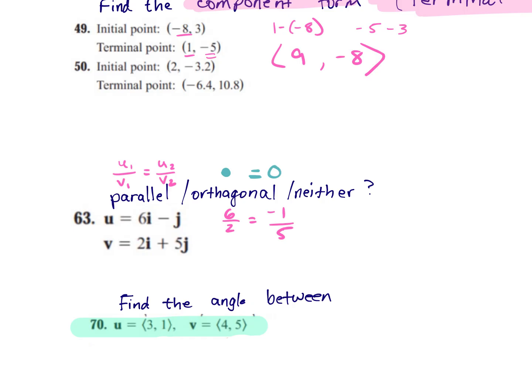If you don't see right off the bat that these are not the same, simplify it and then check. So 6 over 2 would be 3, is equal to -1 over 5. Does 3 equal -1/5? No, these are not the same.